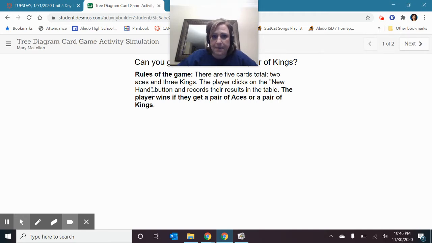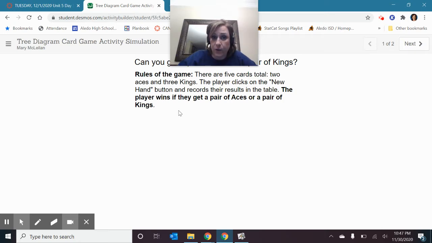So here are the rules of the game. There are 5 cards total that you are going to be drawing between. 2 of them are aces and 3 of them are kings. Okay? So 40% and 60%. The player clicks on the new hand button and it records the results in the table. You will be considered winning if you get a pair of aces or a pair of kings.